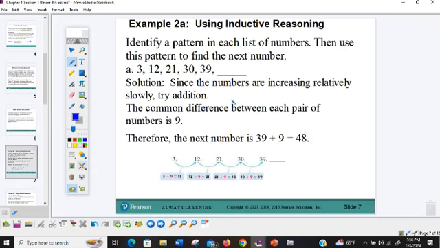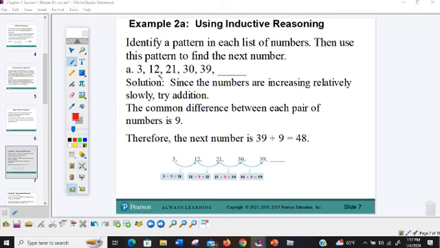Let's look at another example using inductive reasoning. So we're going to use it for number patterns. It says identify a pattern in each list of numbers, then use this pattern to find the next number. So we have 3, 12, 21, 30, 39. Now if it's not going up or down really fast, they're probably just adding or subtracting a number, which means adding a negative number. So let's look at it. This one's not going up terribly fast. Let's see if we can identify if they're adding the same number each time.